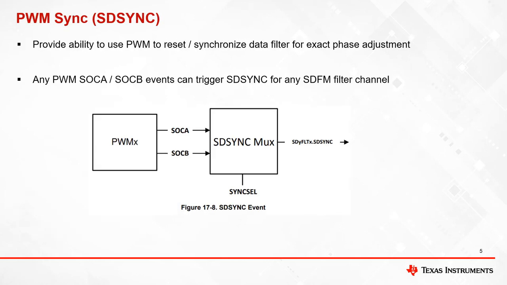SDSync feature provides the ability to exactly adjust the phase of the data filter with respect to PWM cycle. This is achieved by resetting the OSR counter of the data filter on an SDSync event. In Type-1 SDFM, any PWM SOC-A or SOC-B can be configured to generate an SDSync event. It is important to note that SDSync event synchronizes data filter and not comparator filter.